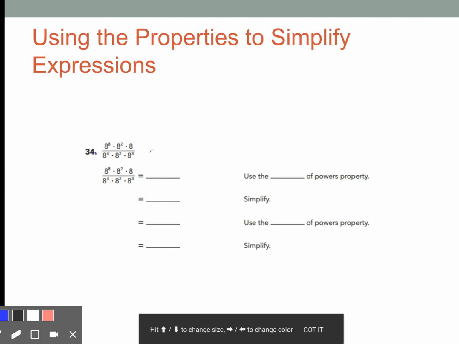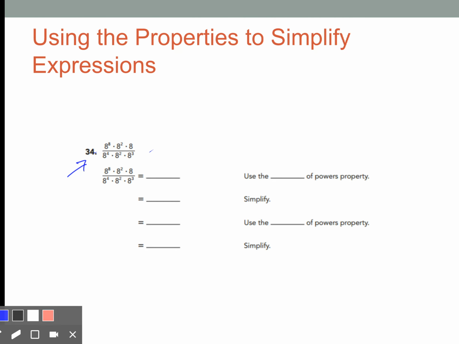All right, now let's do some practice with these properties. First, in this example, I have the same base in the entire problem of 8. And it's in a fraction, but since I have multiple expressions on the top and bottom first, I will always apply the product of powers.